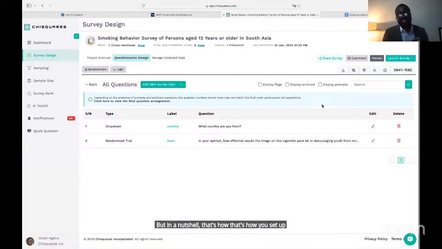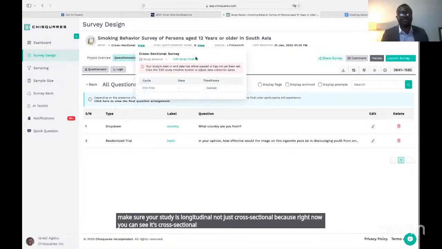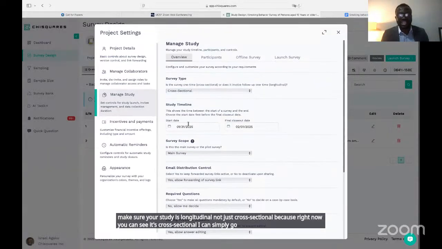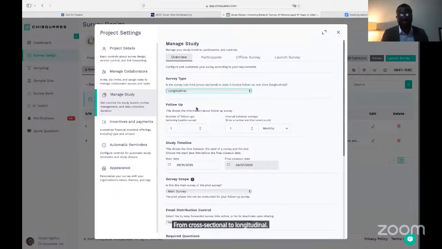If you want to make sure your study is longitudinal, not just cross-sectional, because right now you can see it's cross-sectional, I can simply go to the study timeline and change it from cross-sectional to longitudinal, right? Remember, we'll talk about PICO. The T there is time. And the question is: is it cross-sectional or is it longitudinal? So in this case, I want it to be longitudinal.